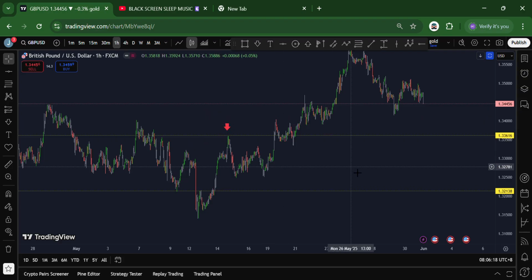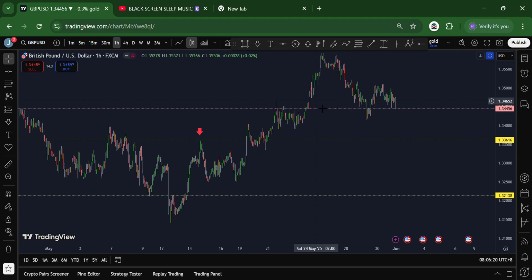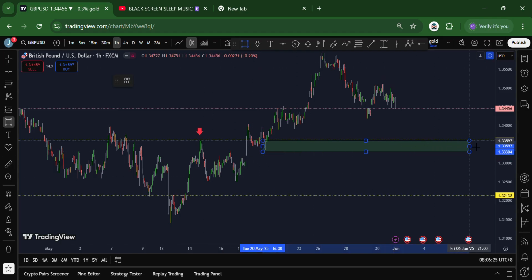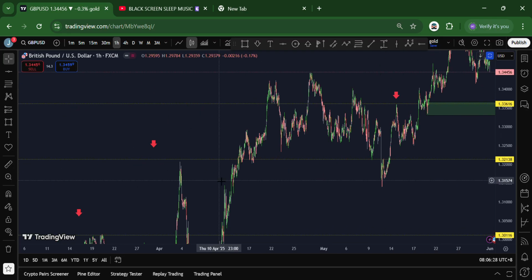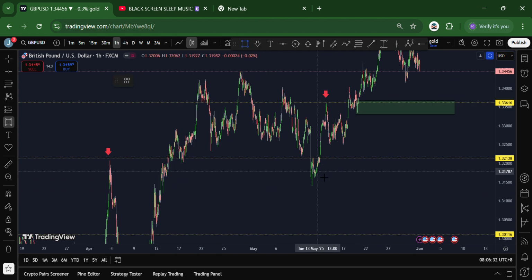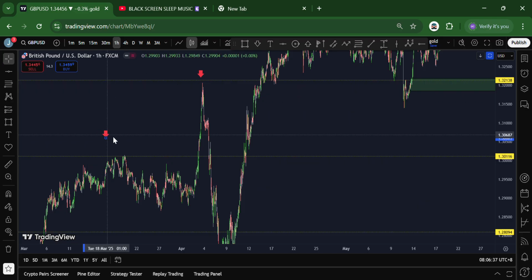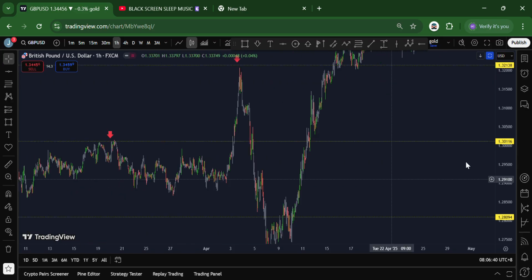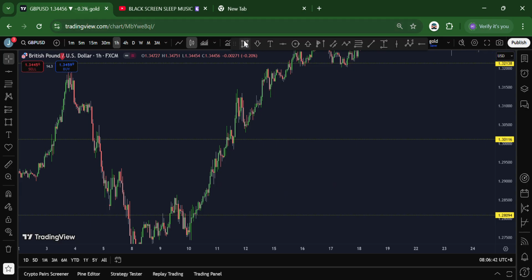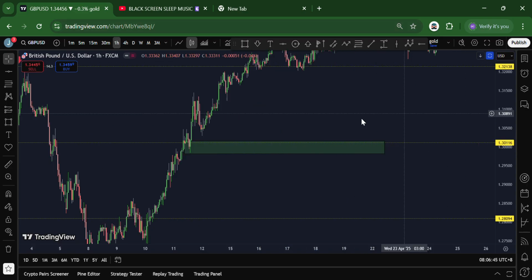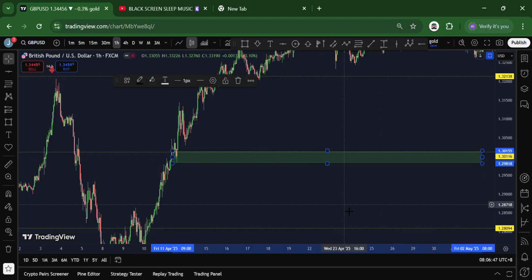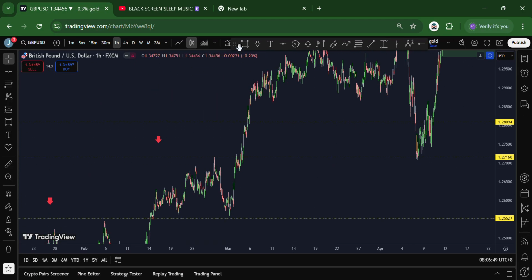We need those resistance levels to be aligned with a demand zone, like this. This is the previous resistance, and there's a nice demand zone here. Here too, the previous resistance, we can take this one as our demand zone. There's also a nice demand zone here. This one is a demand zone, but it's already been taken.